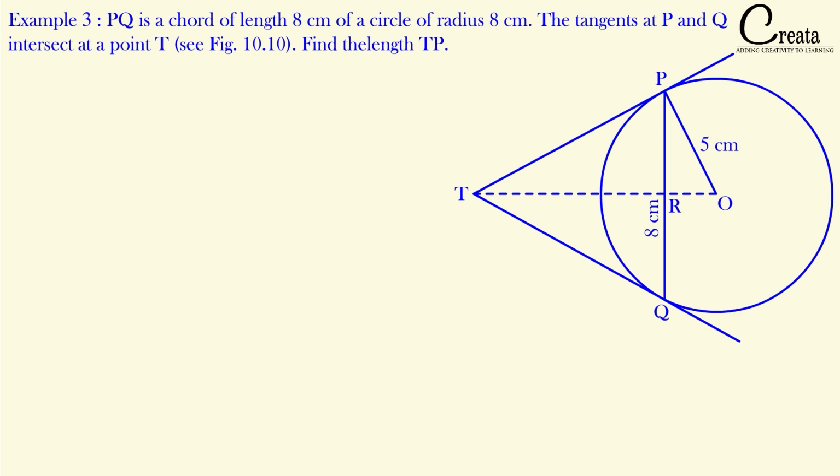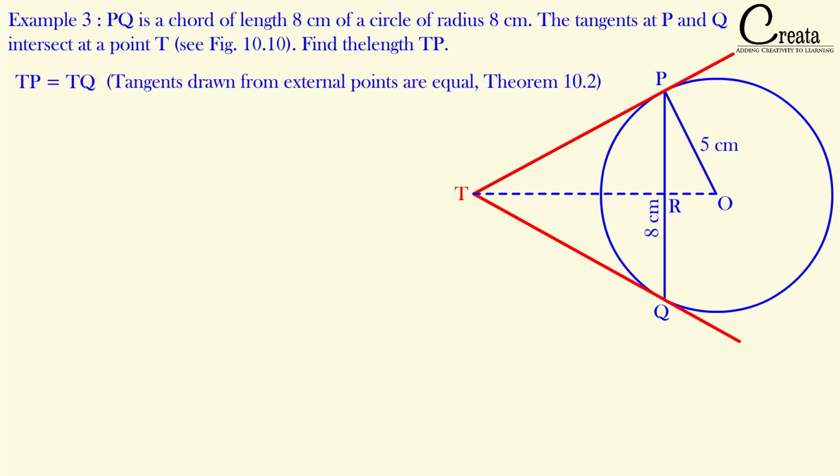Let's proceed. Firstly, let's observe the question and the given figure. In the given figure, we have a circle with center O. The radius is given as 5 cm, which is OP. We also have an external point T through which we have two tangents, the tangent TP and tangent TQ. These two tangents originate from an external point T, so they will be equal to each other. Theorem 10.2 we have applied. So TP and TQ will be equal to each other.